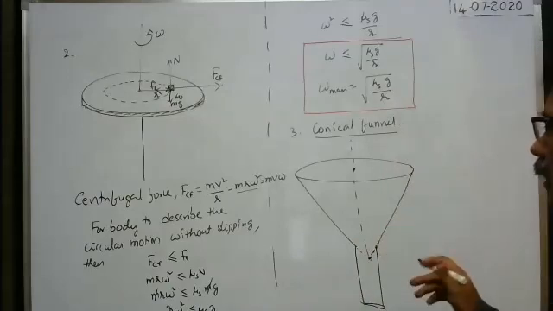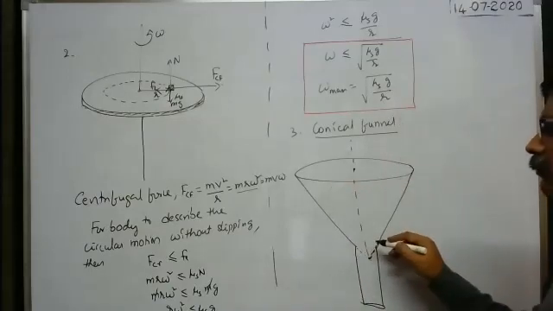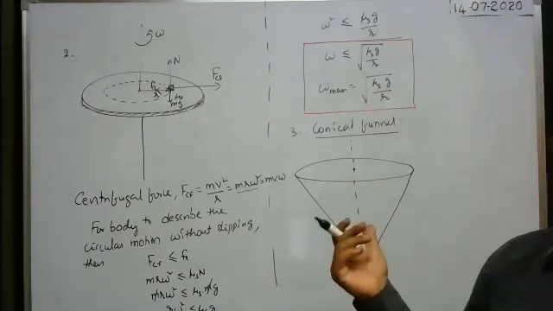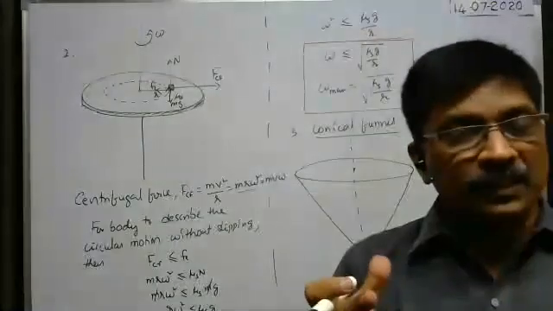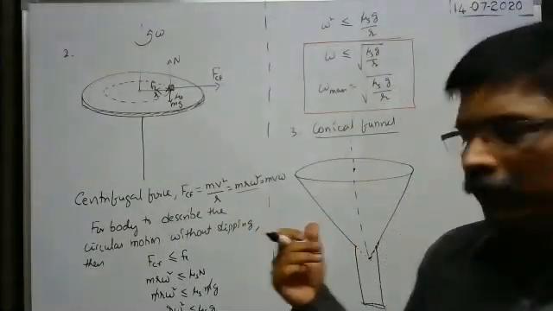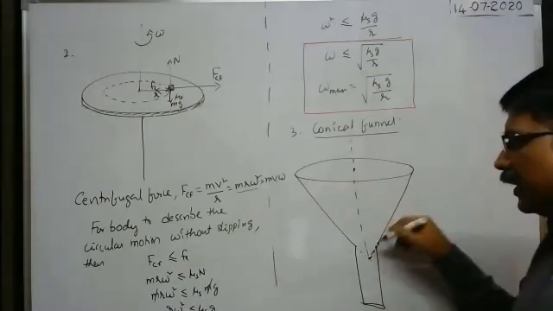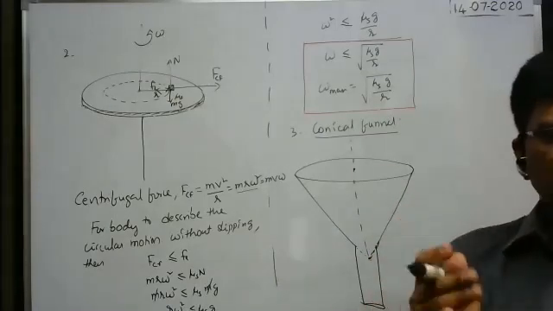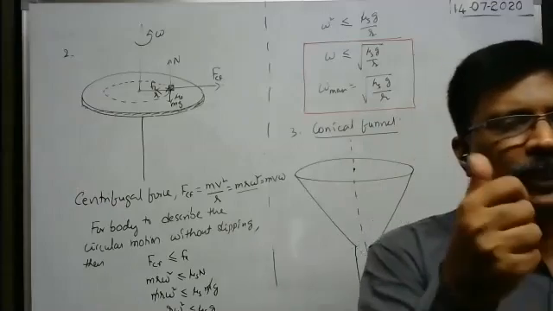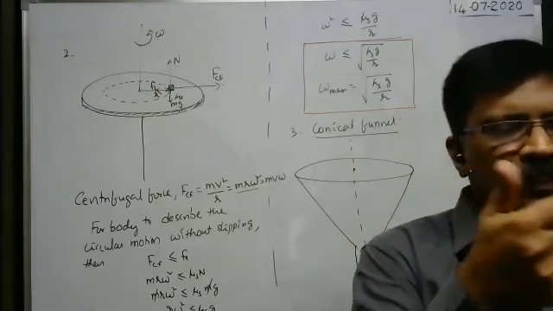Okay, conical funnel. You see, here there is a conical funnel. An ice cream cup is also like this only, no? Ice cream cone, ice cream cup is like this only, no? Okay, here in this conical funnel, you keep a body, and you rotate the conical funnel like this with certain angular velocity.